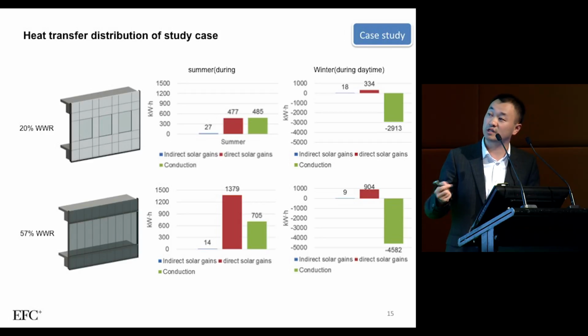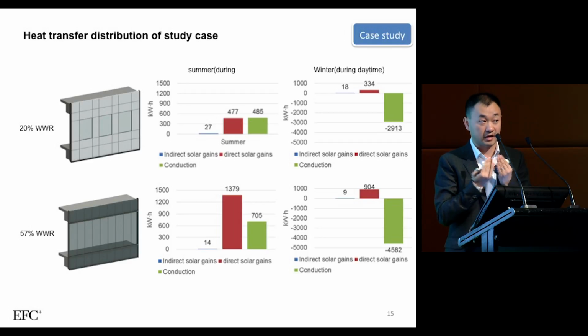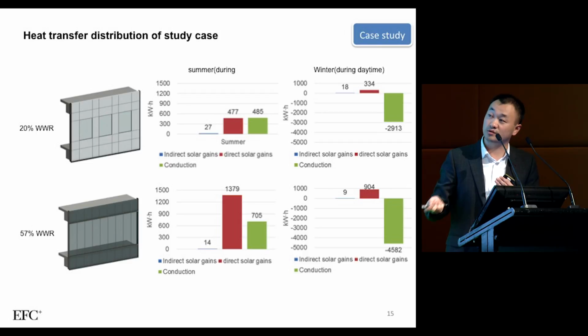But when we design the building with many different kinds of glasses, the window wall ratio increases to 57%. The direct solar gains increase a lot, and the conduction increases a little bit. So at this time, we need to focus on the direct solar gain. That is the case study.